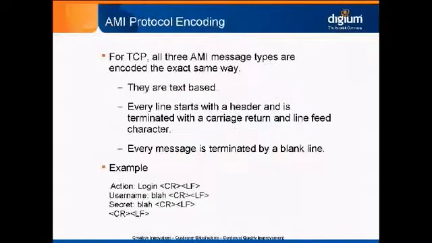For TCP, all 3 AMI message types are encoded the exact same way. It's text-based. It's very human readable. Every line starts with a header and is terminated with a carriage return line feed character. And every message is terminated by a blank line. So we have an example below, Action: Login, which is going to be our authentication action. Username, blah, secret, blah. And the only thing to get out here is you have to end everything with carriage return line feed, and the message is terminated by a blank line.